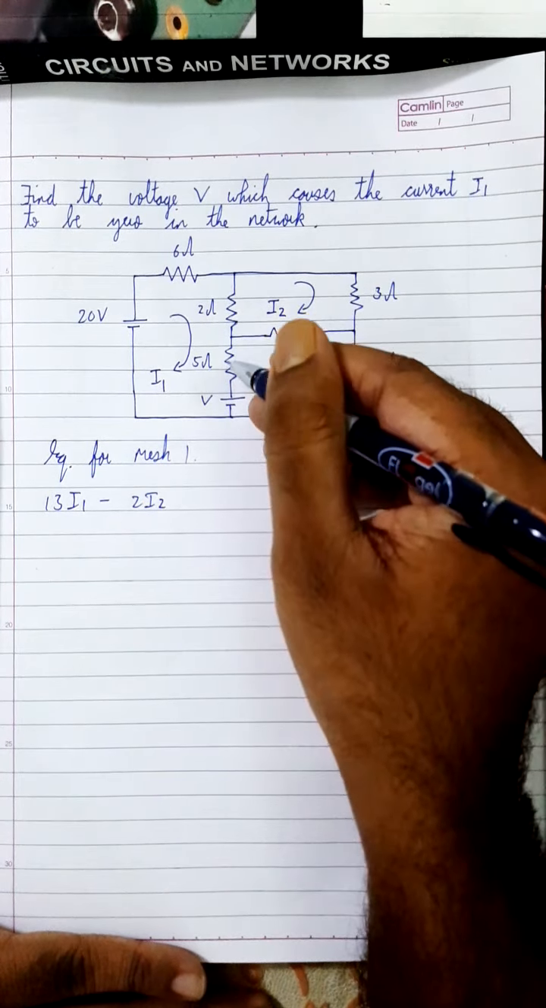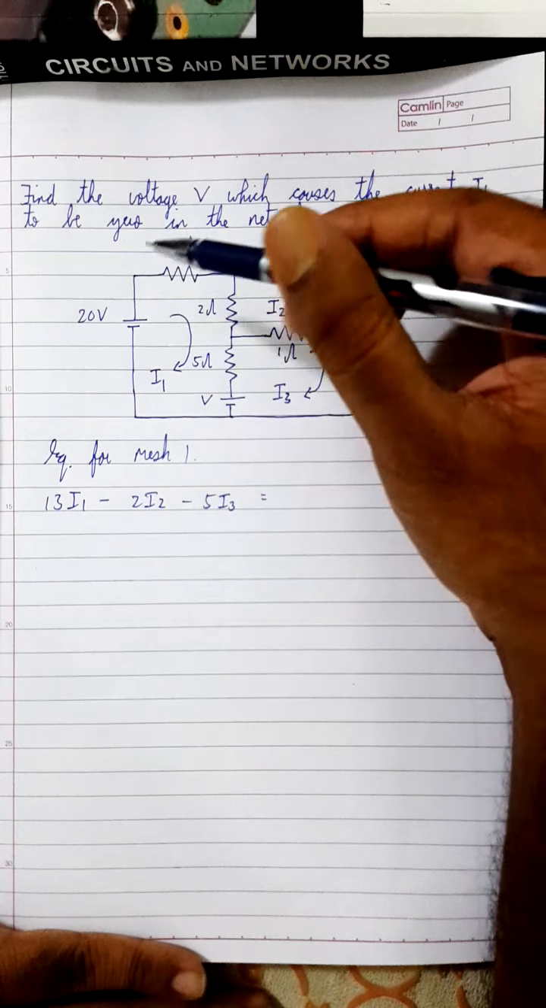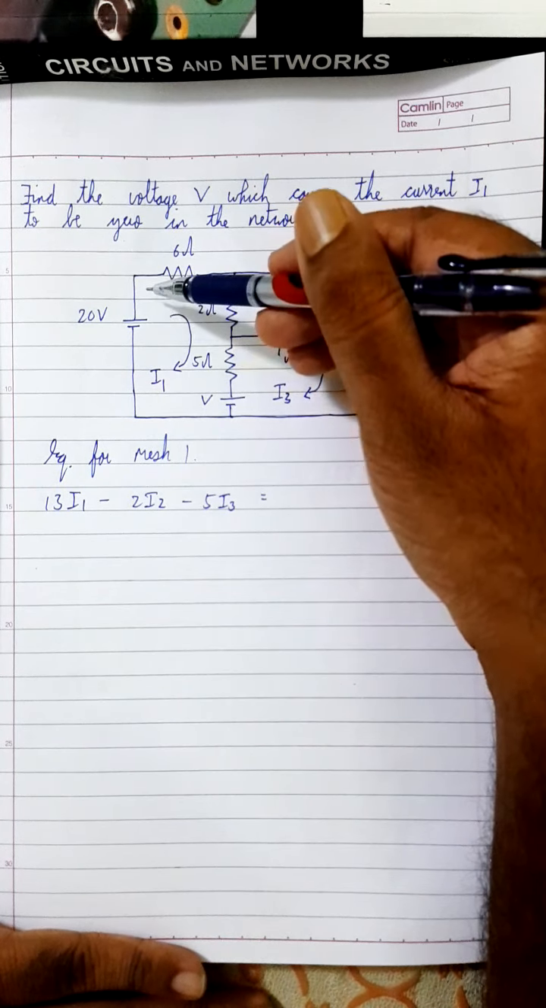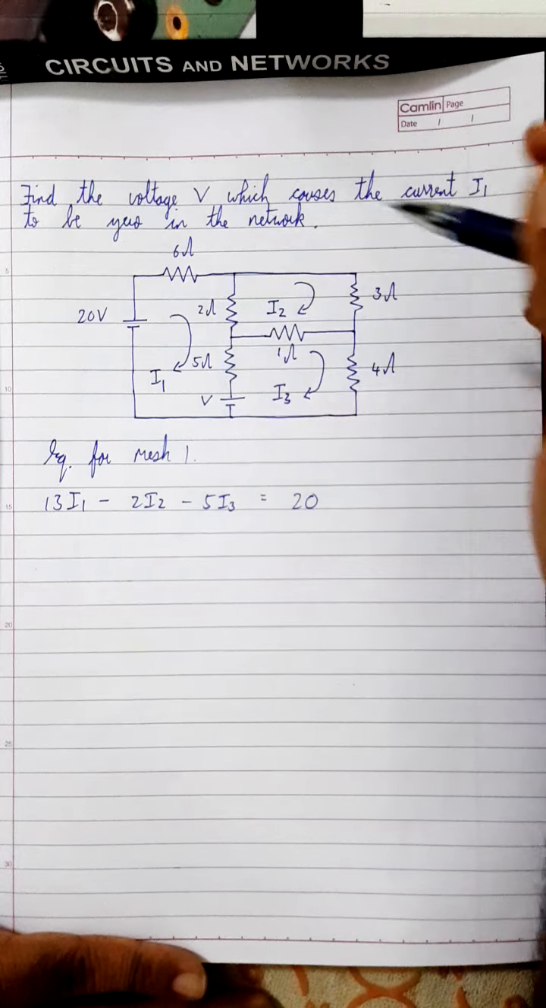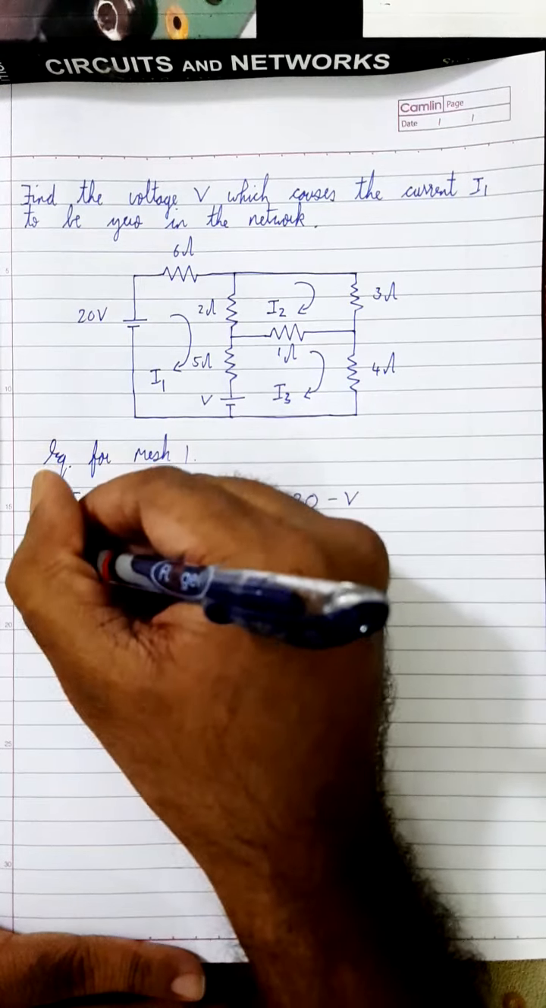is equal to, and as for the voltage source, mesh 1 contains 2 voltage sources, 20 volt and V. If you look over here, this I1 is coming out of the positive terminal, which means this 20 volt source is supporting I1, so it is plus 20. Whereas for this V, I1 is going into the positive terminal, which means it is not creating I1, it is opposing I1, so therefore it is minus V. So this is the equation for mesh 1.